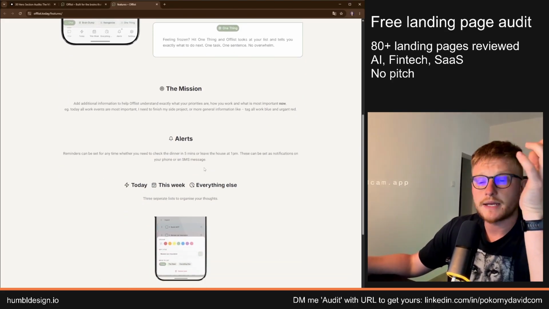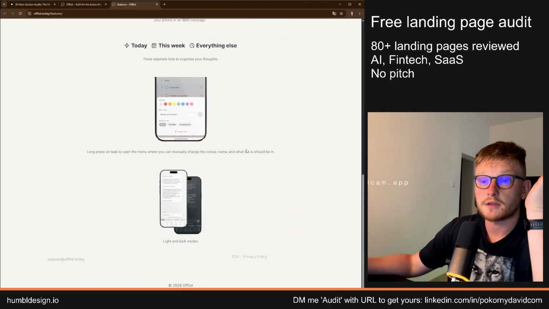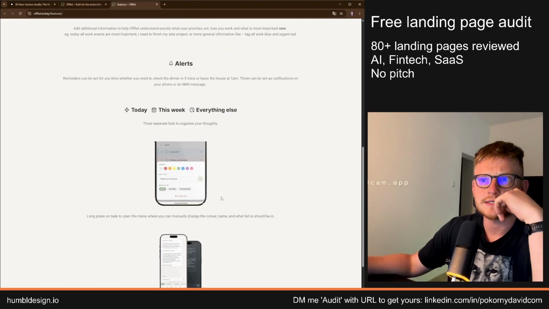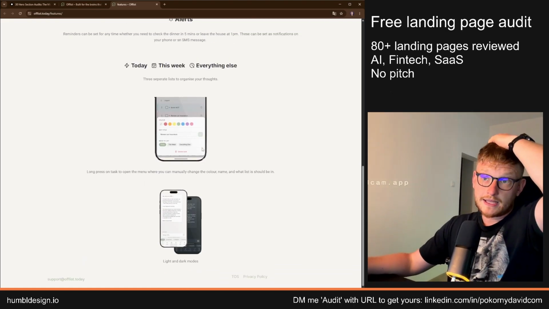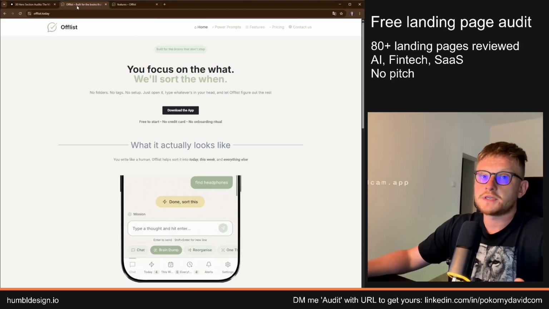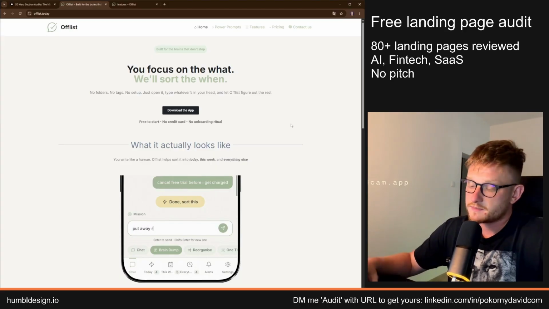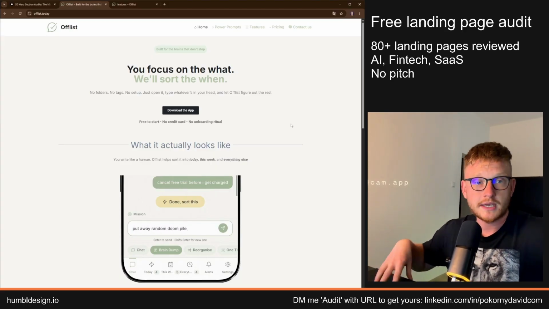Is there any reason behind it? Why is this screenshot not on your homepage? Well, light and dark modes. Yeah, okay. No one cares about light and dark modes. Honestly, it's just nice to have. But people need to see the product first. Okay, they need to see the product first before they decide whether or not to take an action.